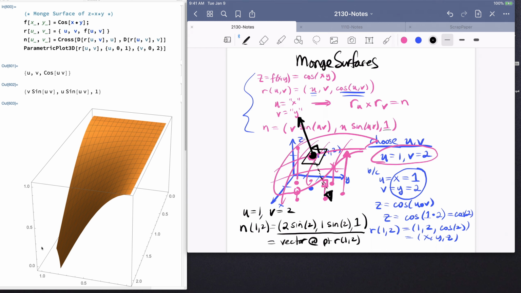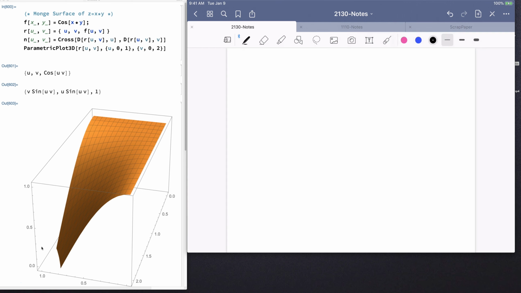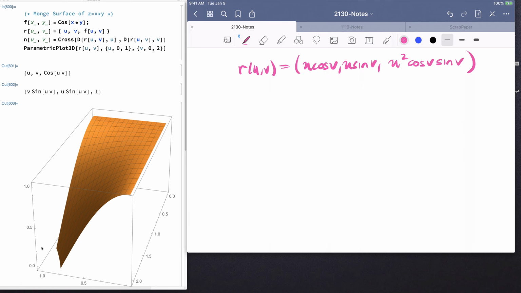We now need to begin looking at an interpretation of parametric surfaces in general. There are other surface descriptions besides the Monge parameterization. And here is a prototypical example. Let's say that we have r of u comma v, and we write u cosine of v, u sine of v. And let's say that we write u squared cosine of v sine of v. Where did this come from?